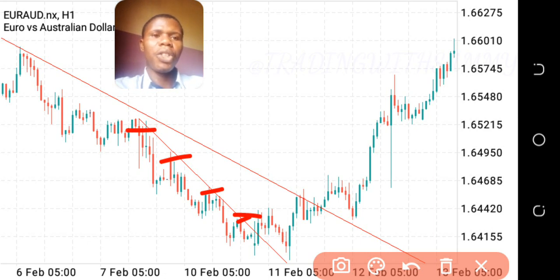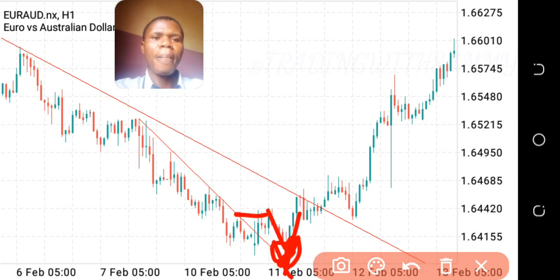Whenever we see a change of character, it represents the last order block here. What did price do? It's supposed to close below it, but it went above it, which shows that the market is about to change its character. And then price reversed back to this trend line here, giving us an entry to take price up.